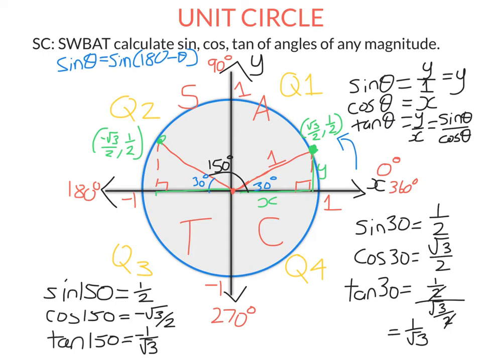A similar rule doesn't work for cos and tan. We saw if we took cos of 30 or tan of 30, we actually got negative cos or tan of 150. The sign was changed. So make sure you know these, because we're going to use this to calculate angles of any magnitude, which I'll do on the next slide.